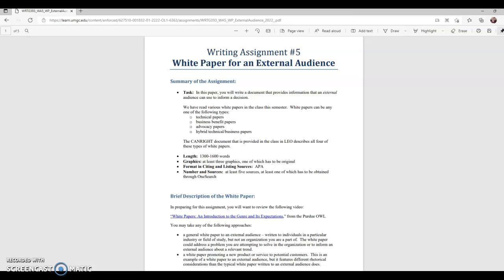Note that the length of this assignment is slightly longer than the report. Remember, the report to a supervisor was 1200 to 1500. This is 1300 to 1600. There are 3 graphics this time, one of which must be original. Now, original does not mean highly complicated. You could have a basic table and that counts as a graphic.